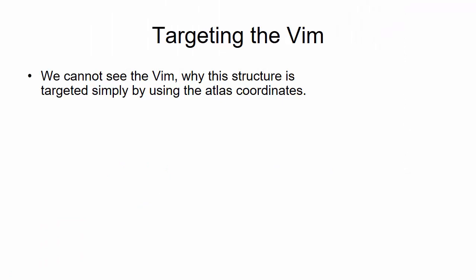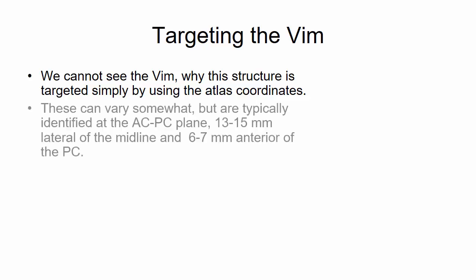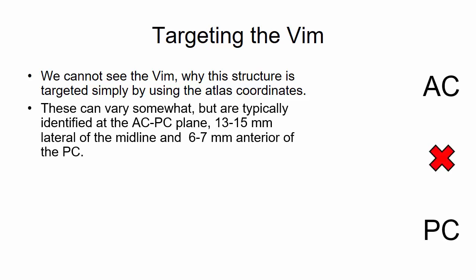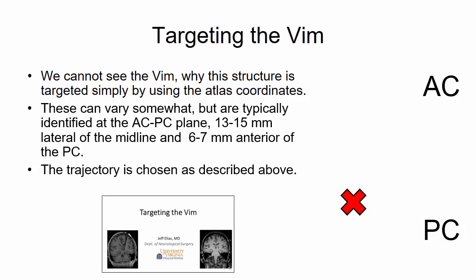Concerning the VIM, we cannot see this structure, so it is targeted simply by using the atlas coordinates. These can vary somewhat, but are typically identified at the ACPC plane, 13 to 15 mm lateral of the midline, and 6 to 7 mm anterior of the PC. And the trajectory is chosen as described above.